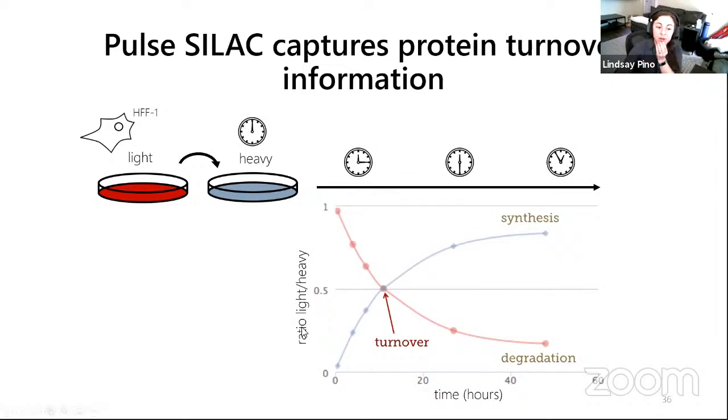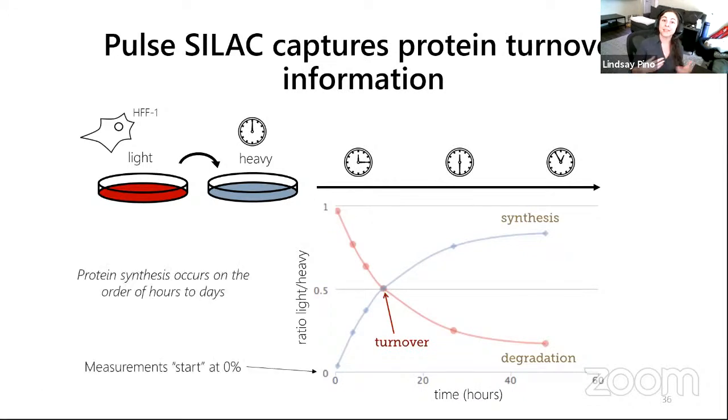So if you look at a ratio of the light to heavy proteins in these cells at time 0, where they've only seen light media, all of their proteins contain 100%, asterisk, it's not entirely 100%, it's naturally abundant isotopes, but 100% light amino acids in their proteomes. And then as time goes by, they start incorporating more and more heavy amino acids, synthesizing more and more heavy proteins. At this 50-50 point, it's called the protein half-life, the turnover value.